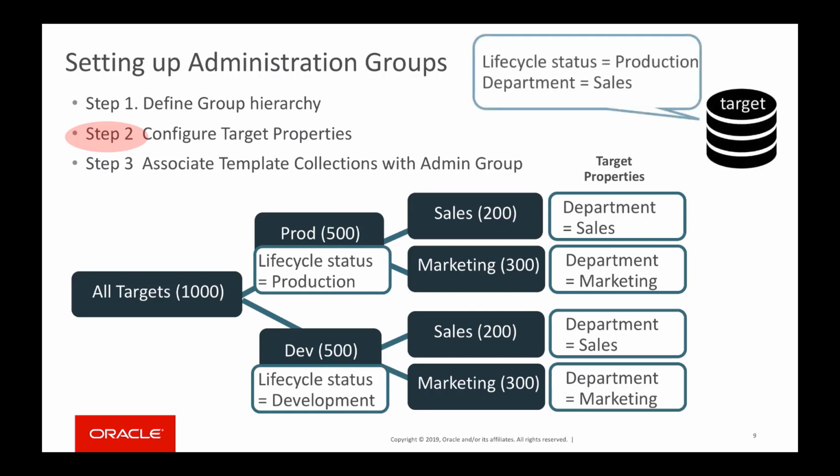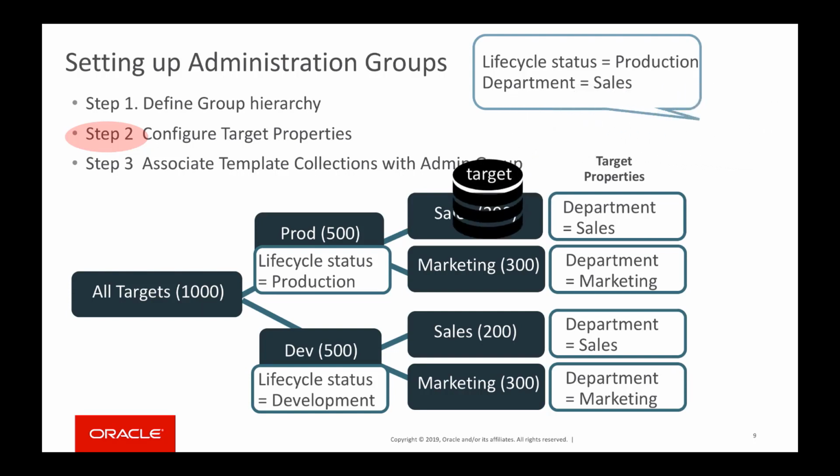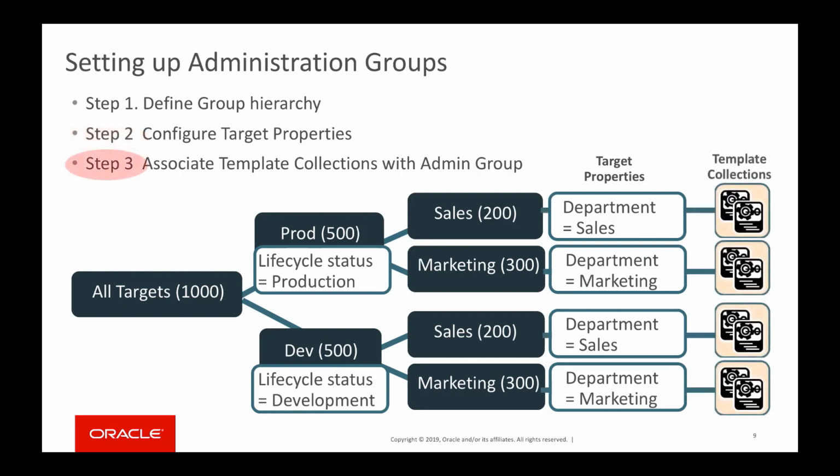So in this example, say you have a target. The target has target properties. They are a lifecycle status property that is set to production and a department property that is set to sales. This target will automatically be added to the prod sales group, which is at the upper right side of the screen. Then as a final step, you need to define template collections and associate them with the admin group.